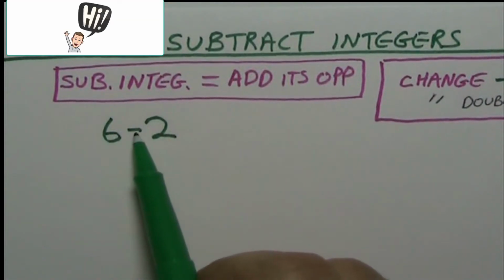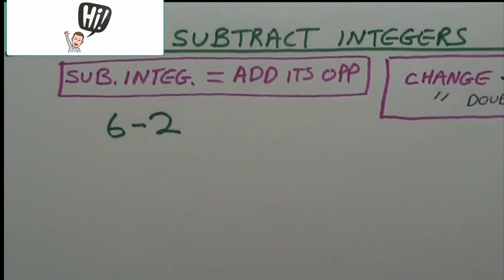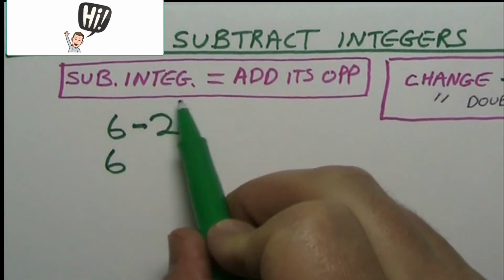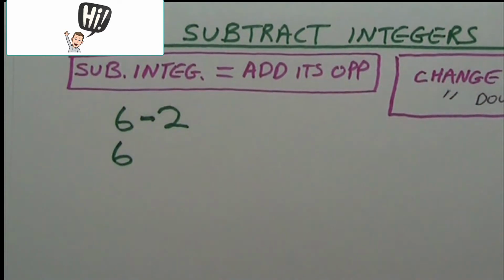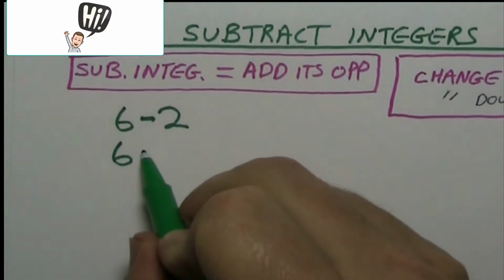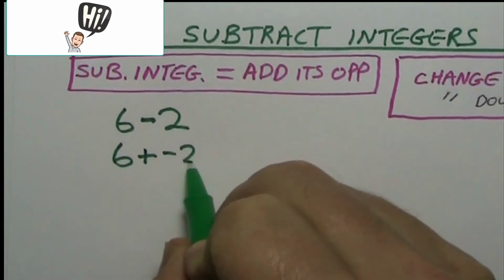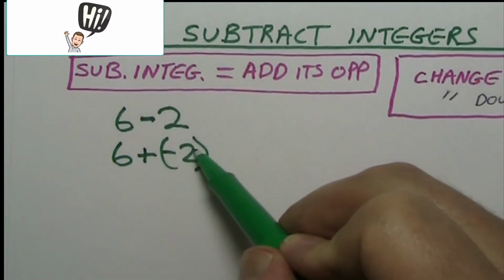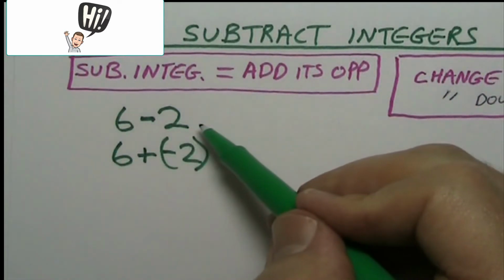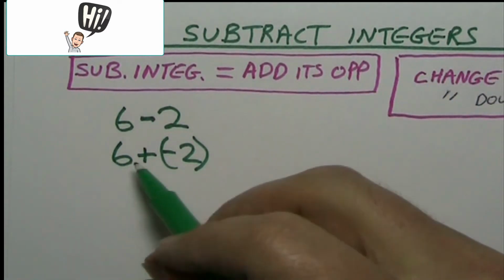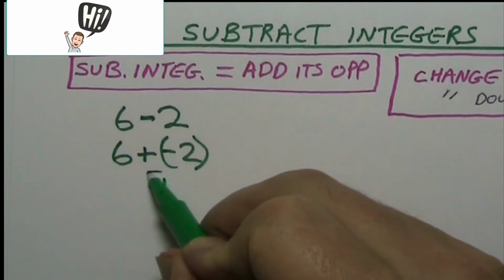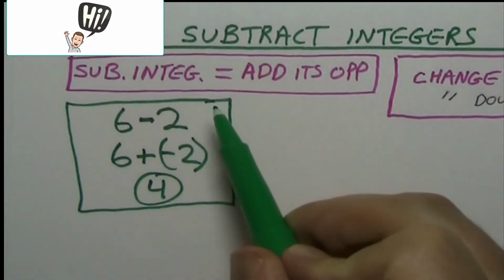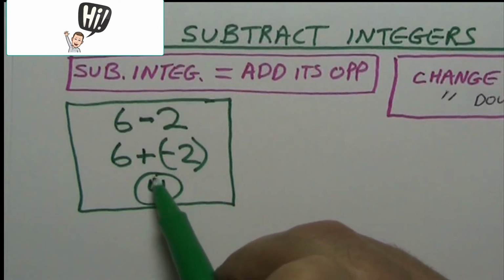Okay, so let's take a look at 6 minus 2. Well, you know the answer already. But what we're going to do is, subtracting an integer is the same thing as adding its opposite. So it's the same thing as saying 6 plus negative 2. Subtracting 2 is the same thing as adding a negative 2. They're both the same. And the answer to this is 6 take away 2 is 4, and there's more positive. So when subtracting an integer, think of adding its opposite.